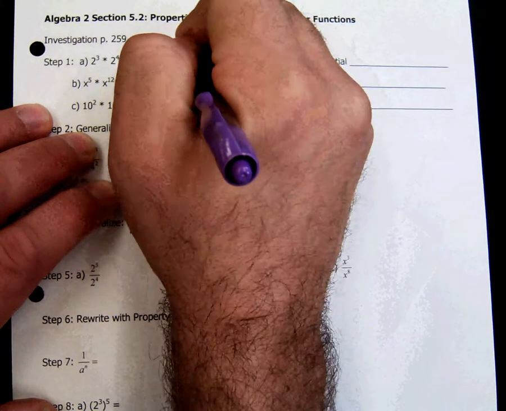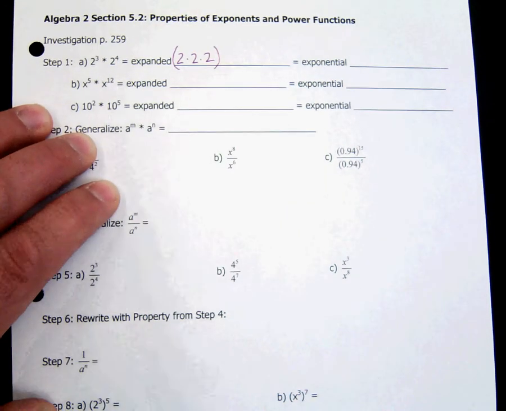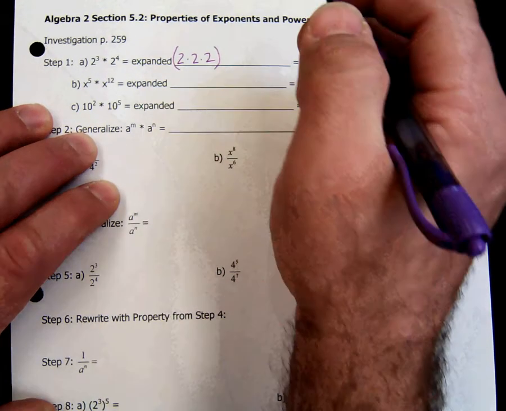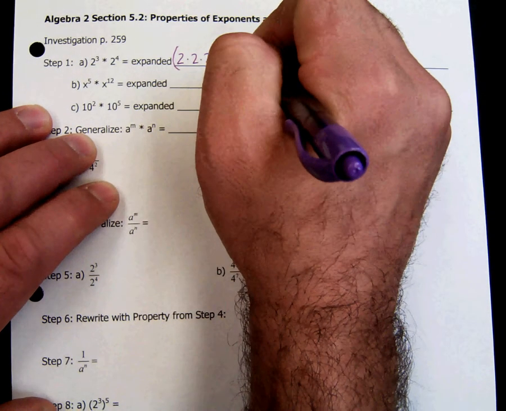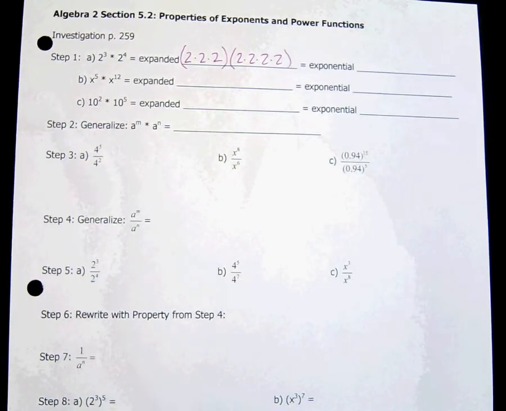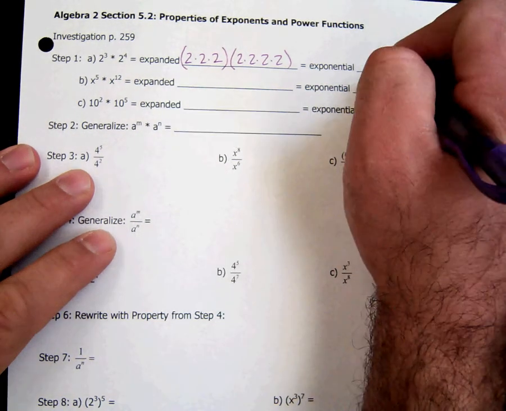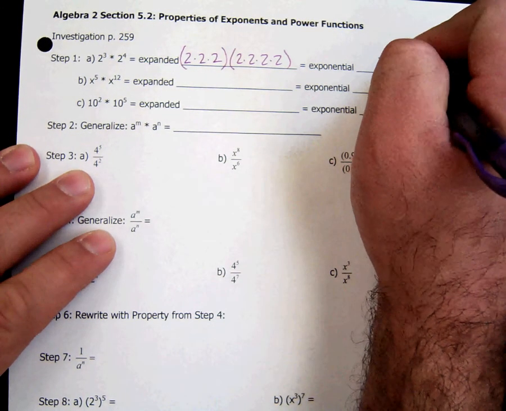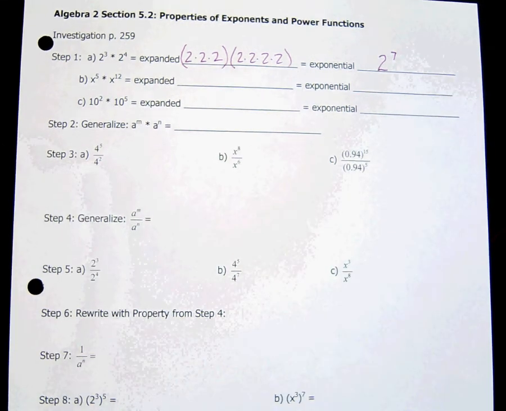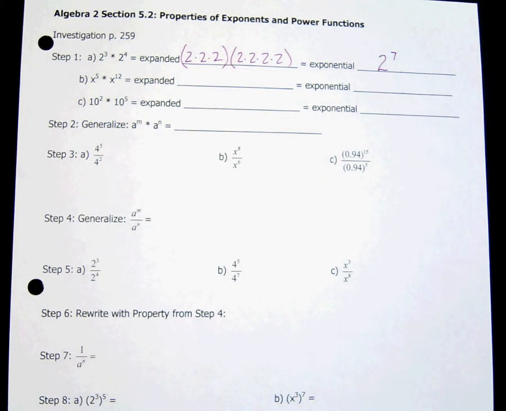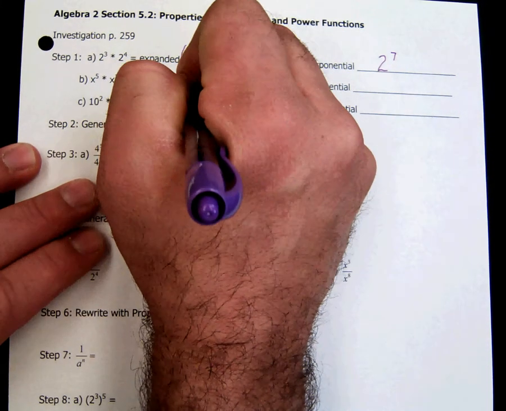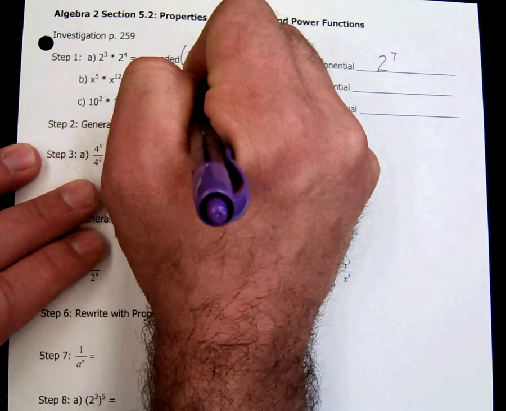Okay, so this 2 times 2 times 2 represents the 2 to the third. Then what? Okay, so how many total do we have? 7. So exponentially, you would rewrite it as 2 to the 7th. And that's step 1. For step 1b, you have 5 x's, 1, 2, 3, 4, 5, being multiplied.